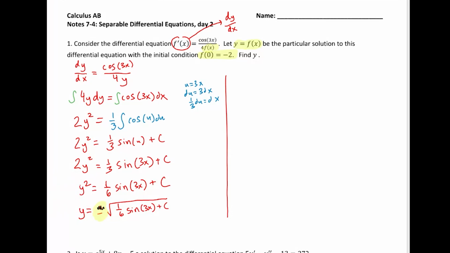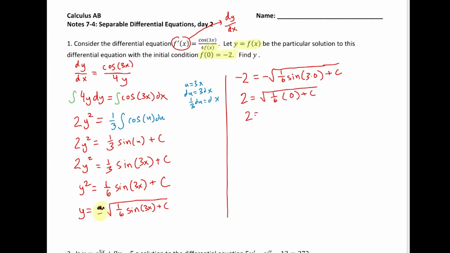Using that initial condition, that f of 0 is -2, so -2 will be our y. So we have -2 equals negative square root of 1/6 times the sine of 3 times 0, which is just 0, plus c. We can get rid of the negatives because we can divide both sides by -1. So 2 equals the square root of 1/6 times sine of 0. So sine of 0 is 0, so that works out pretty nicely. It's just going to be times 0 plus c. 1/6 times 0 is 0.